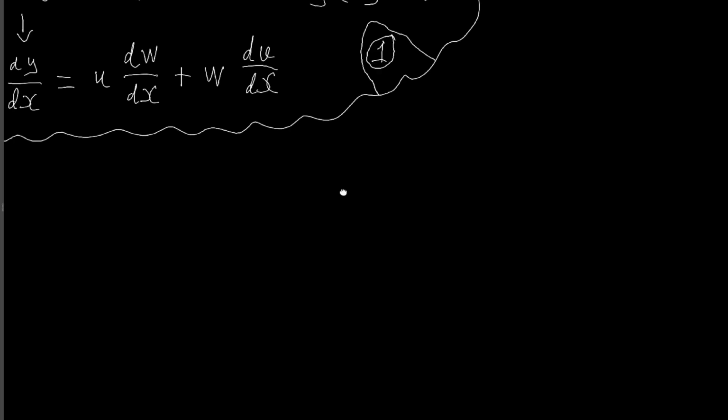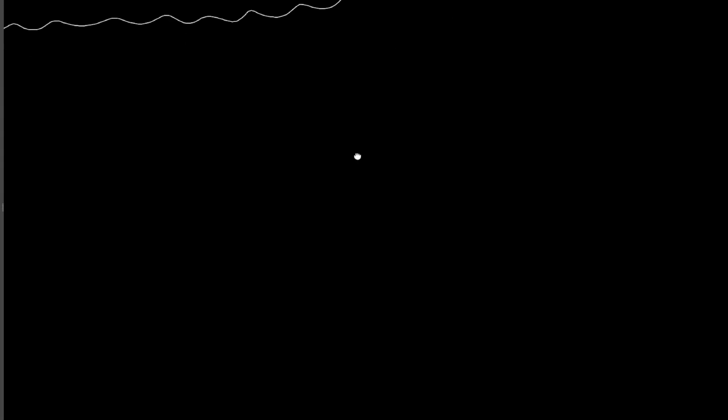Now from here, we want to know how we actually get to this result. And we'll prove this by the first principles of differentiation. So the first thing that we'll consider is our example of y is equal to u times w, where u is equal to f of x and w is equal to g of x.